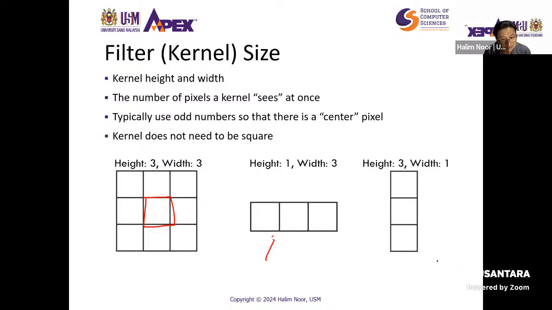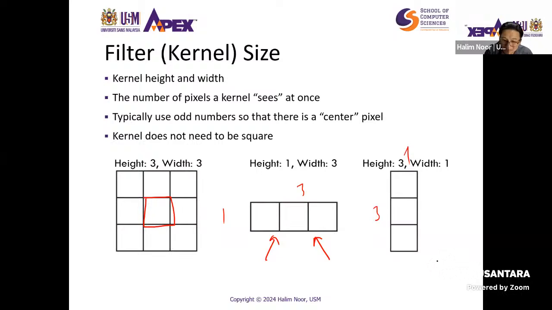If you want, you can set it like this. It's a 1 by 3, or this is a 3 by 1, right? And this is not a rectangle, I'm not sure. Okay, but it's just the row or the column only. You can think of it like that.